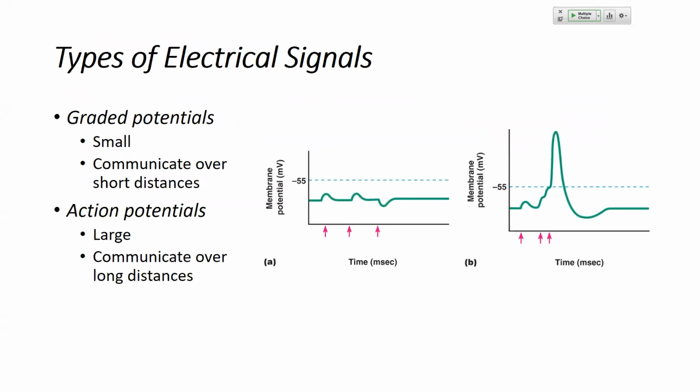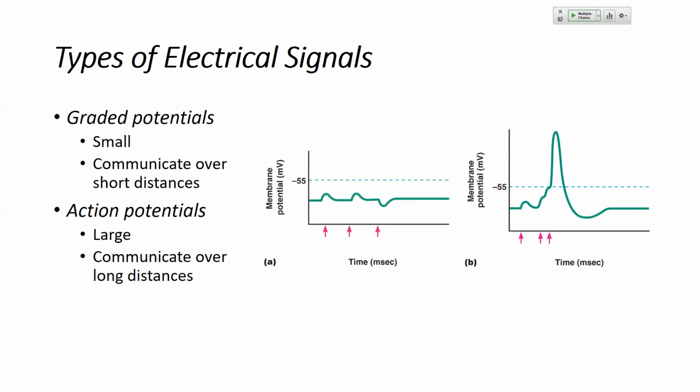So let's look at a graded potential. Now, a graded potential is a small or trivial fluctuation in the membrane potential. Okay, it's very small. It's like a little blip, right? And this is where the membrane potential can either depolarize or hyperpolarize, but it's very small and it communicates over a very short distance of time.